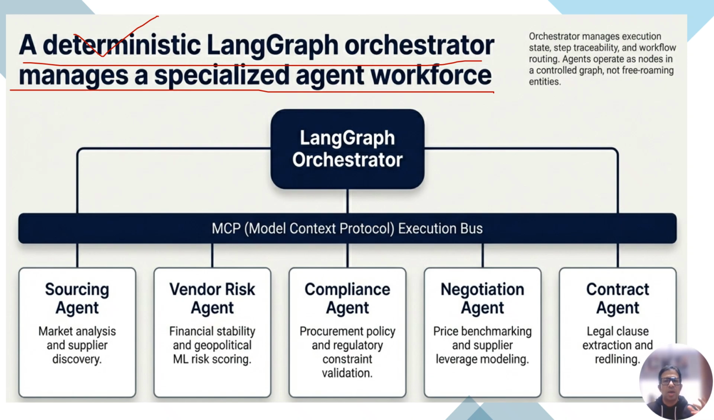Because predictable execution is very important. So now let's start from the top. Okay, see this one, orchestrator, the controller. This is the brain that manages the workflow. The orchestrator does three important things. It manages execution state. It enforces step-by-step traceability. And it routes tasks to the right agent at the right time.